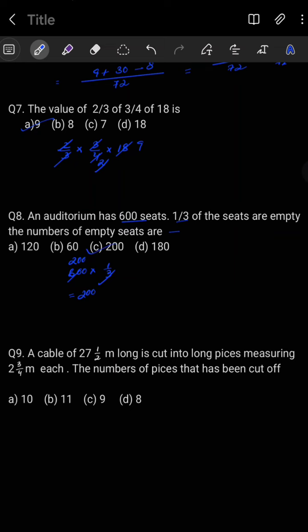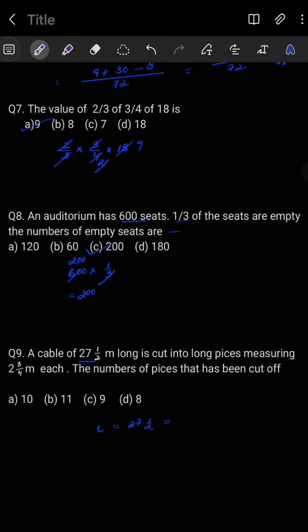Okay, then let's solve the next question. There is a cable of how much? They have given mixed numbers: 27 and 1 by 2 meter long, cut into pieces measuring 2 and 3 upon 4 meter each. Find the number of pieces that have been cut off. So here the long length is given as 27 and 1 upon 2. So this is your mixed number.